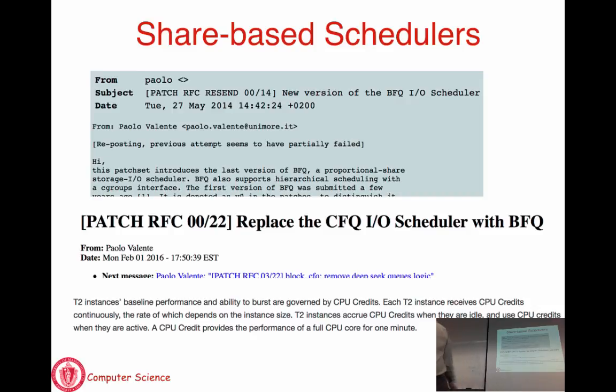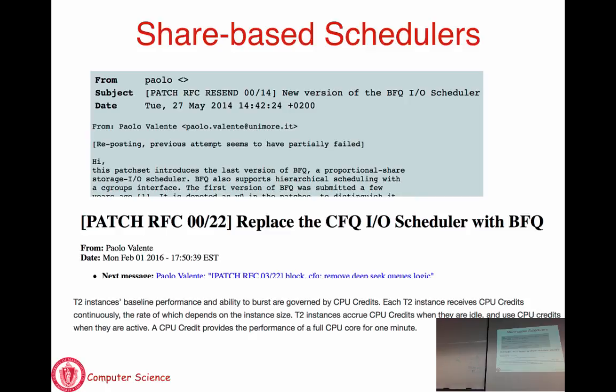So in the credit-based scheduler, each instance receives CPU credits continuously. The rate depends on the instance size. When they're idle, you accumulate, and when they're active, you can essentially draw down from your CPU credit. All of these are being used in some shape or form in the virtualization world. Cloud computing basically all uses virtualization underneath, so they implement the same ideas.